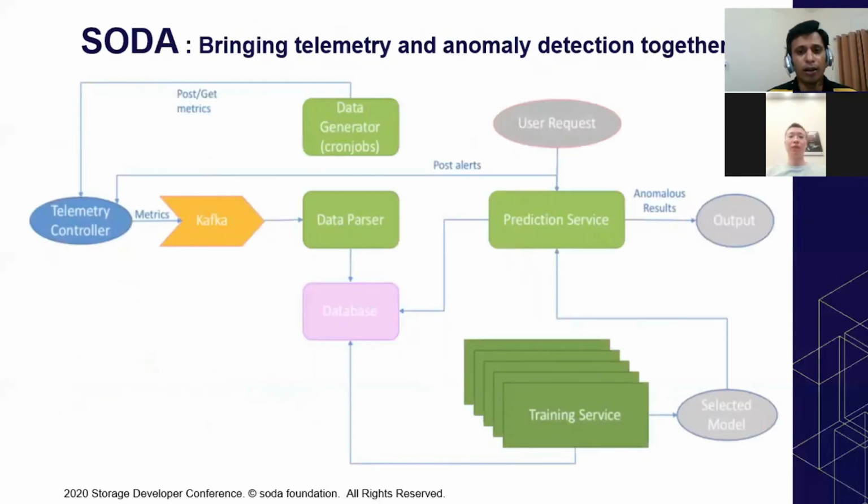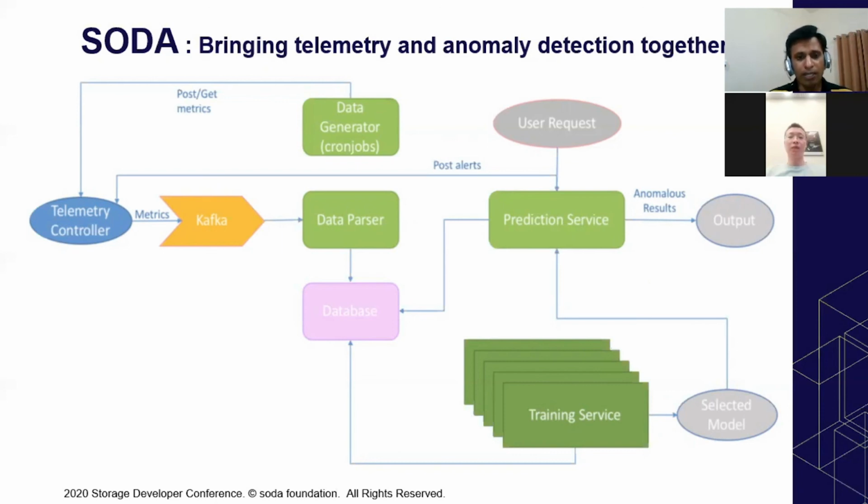So now I'm going to the actual topic: how we are bringing telemetry and anomaly detection together into one piece. The telemetry controller here is what we are talking about, be it Delfin or any other telemetry project, which can generate data as key-value pairs, right? A metric has a timestamp and a value. So these metrics can be generated and pushed to the anomaly detection module.